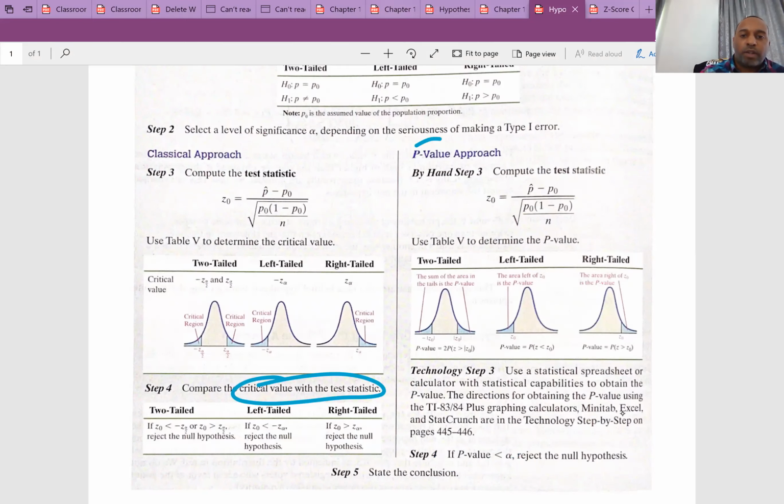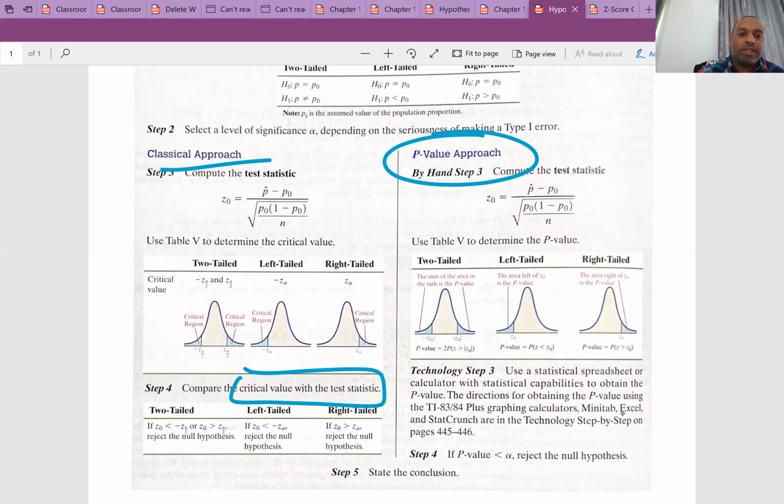If you're using the p-value approach, then you're using that p-value in comparison to alpha. But if you're using the classical approach, then you're going to compare that critical value to the test statistic. So it just depends on which one MyMathLab makes you do, because they may ask, what is the p-value? Well, if you find the p-value, then you're not using the classical approach. Whichever one you decide to use, it doesn't matter. It should still give you the same result.